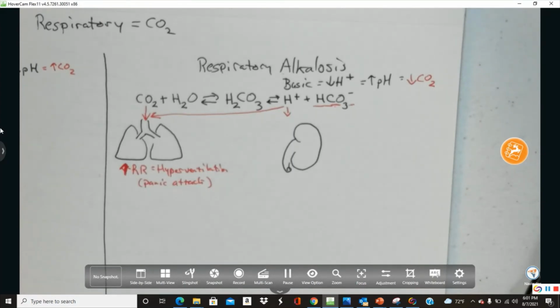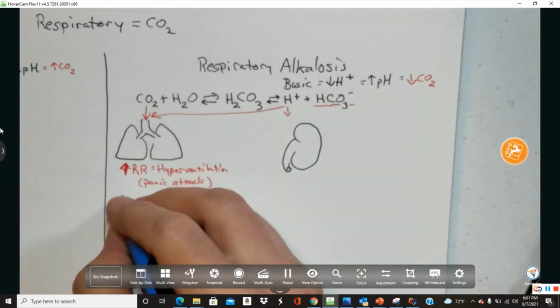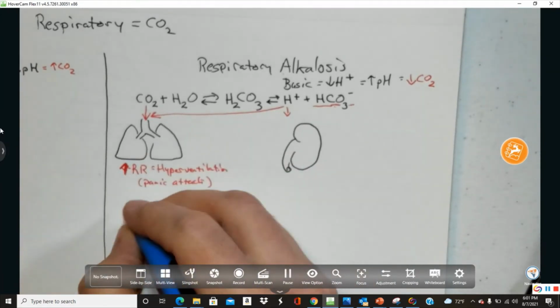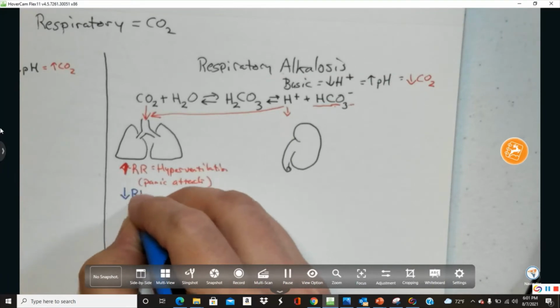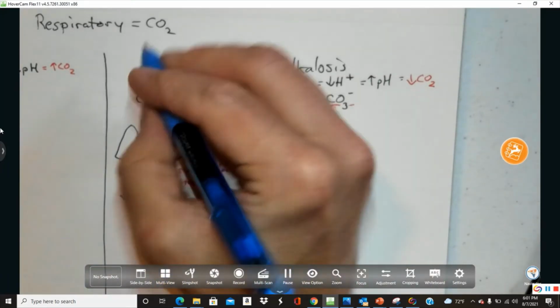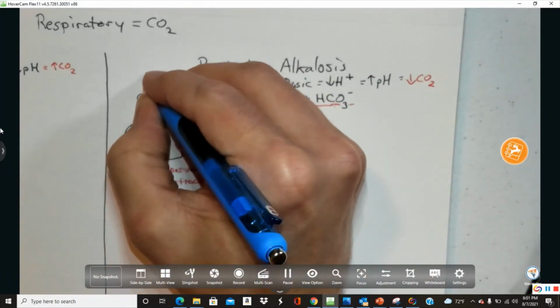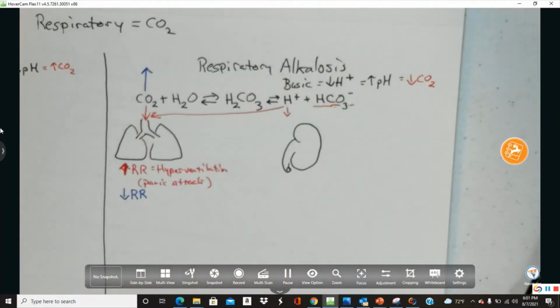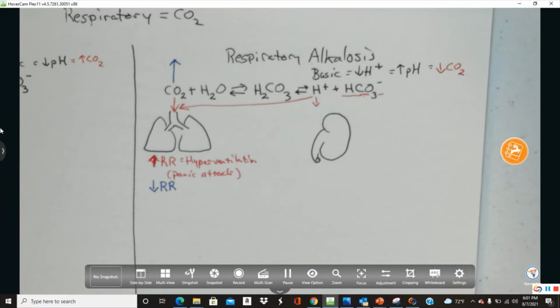Now, with this, there are a few things you can try to do. First thing your body is probably going to try to do, since this is respiratory, is try to get the respiratory rate down. If that happens, CO2 will start to accumulate back to normal again. If somebody is having a panic attack and you get their breathing under control, that will happen.